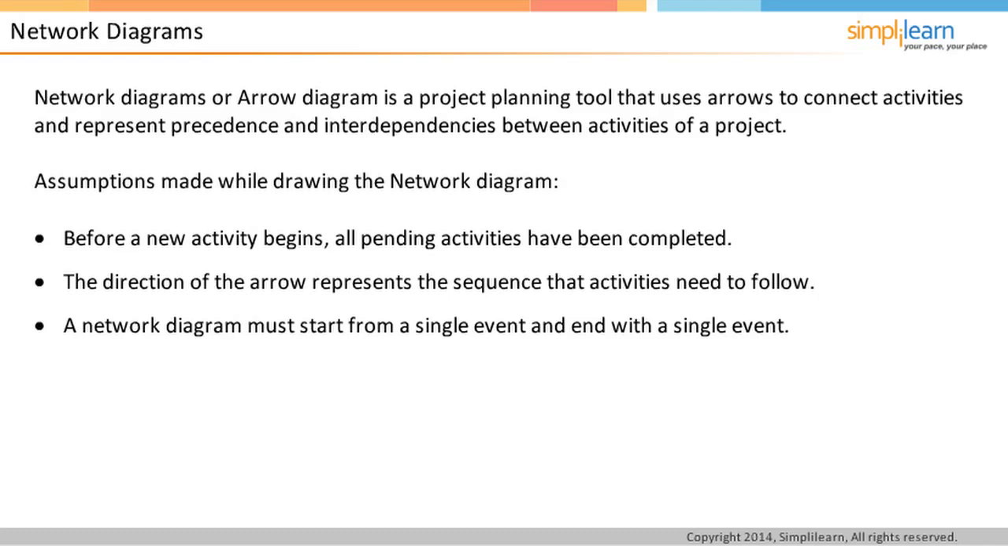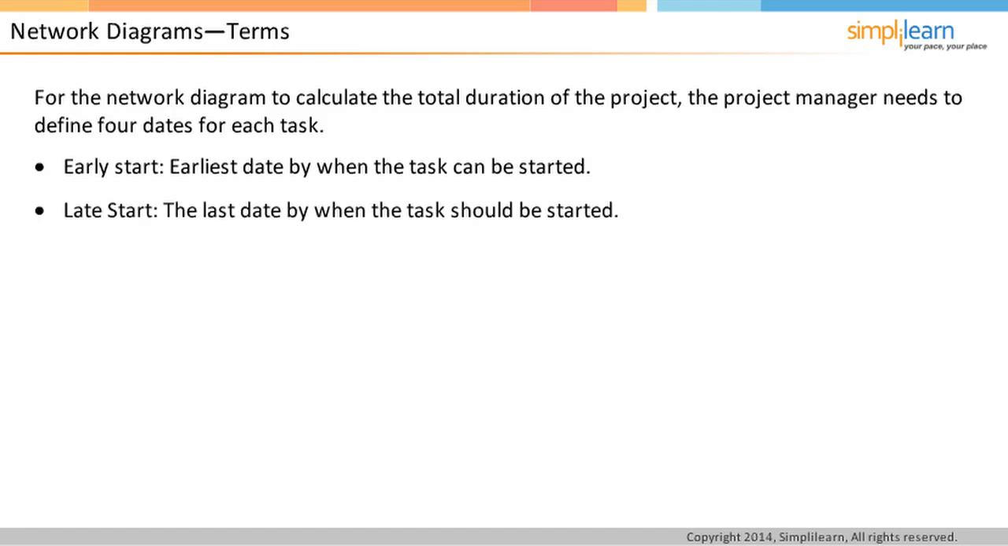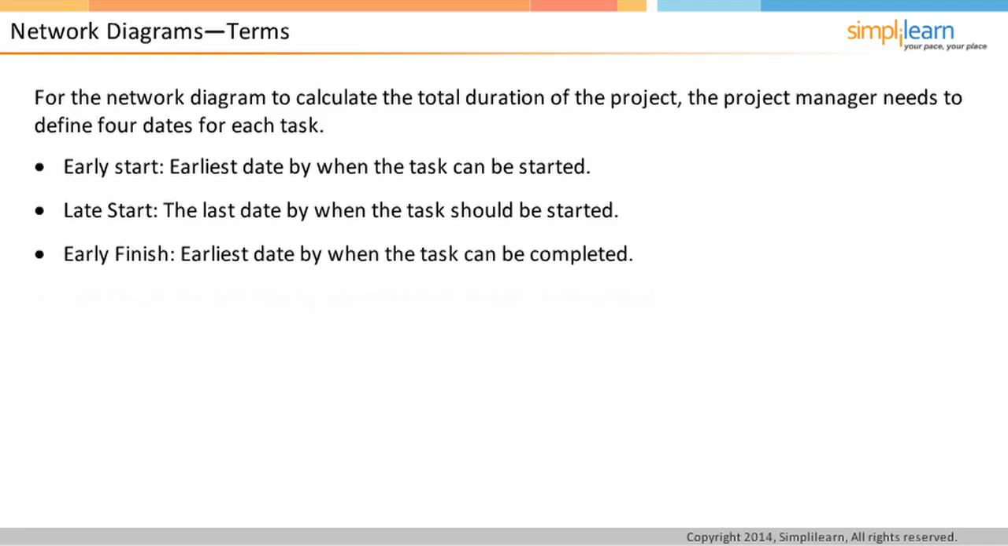For the network diagram to calculate the total duration of the project, the manager needs to define 4 dates for each task. The first 2 dates relate to the date by when the task can be started. The first date is early start. This is the earliest date by when the task can start. The second date is late start. This is the last date by when the task should start. The second 2 dates relate to the dates when the task should be complete. Early finish is the earliest date by when the task can be completed. Late finish is the last date by when the task should be completed.